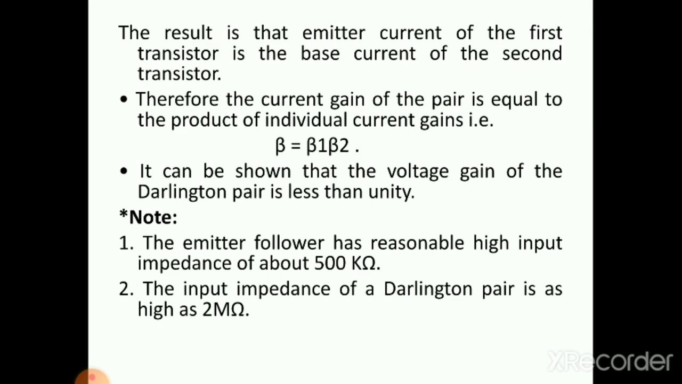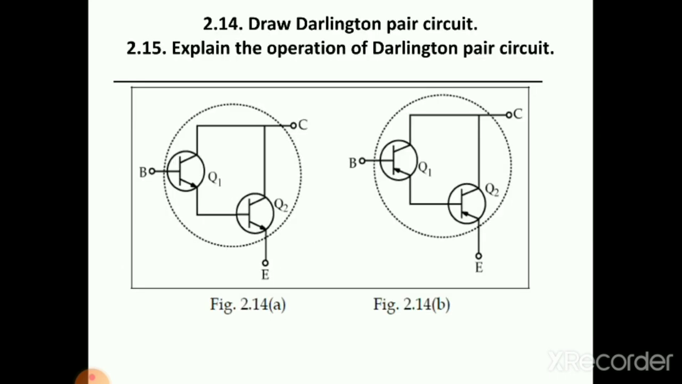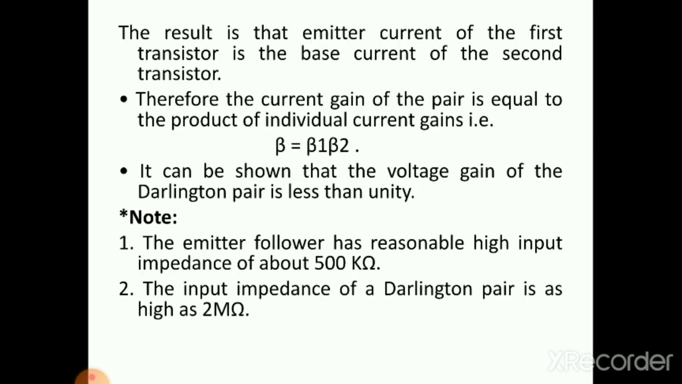See, the result is that the emitter current of the first transistor is the base current of the second transistor, obviously, because the emitter is connected to the base of the second. Q1's emitter is connected to Q2's base. See the connection. Here also, in the second figure, it is the same.